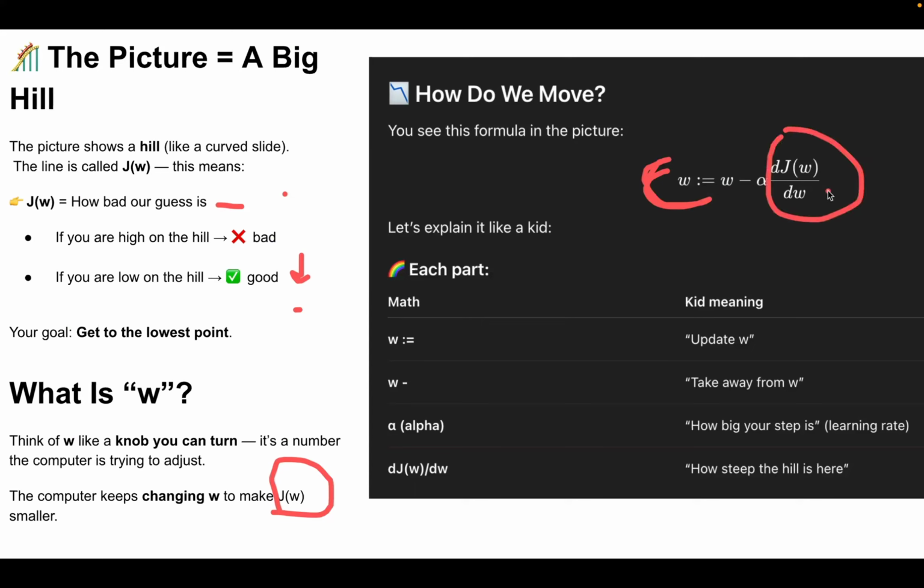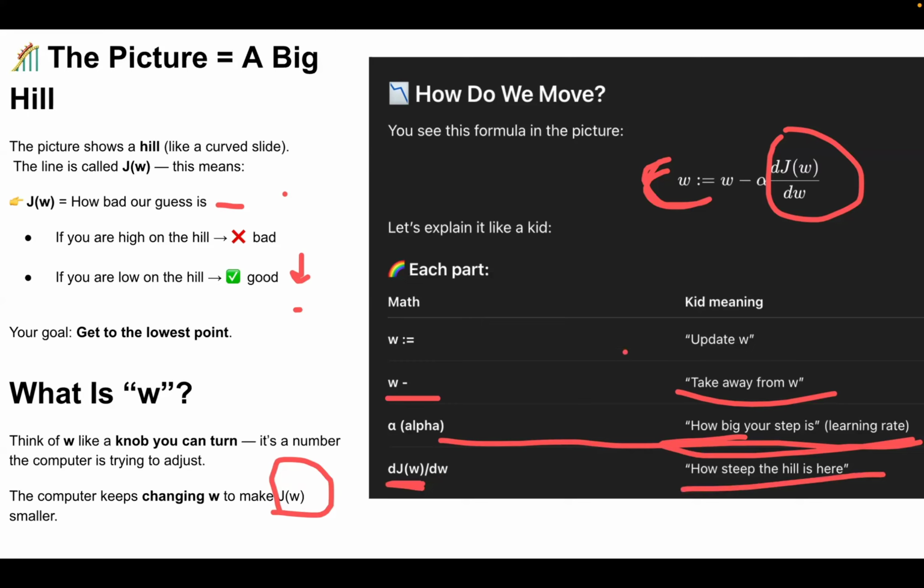Now to understand this very, very well, you need to go and learn about derivatives. Start from slope of a line so you understand this very, very well. I think I've broken it down to a very, very beginner friendly level. So these are math: W, which is we're updating W. W minus, we take away from W, and then alpha, how big are we? That is learning rate, and then dJ/dW is how steep the hill is here. That's the slope of a line.